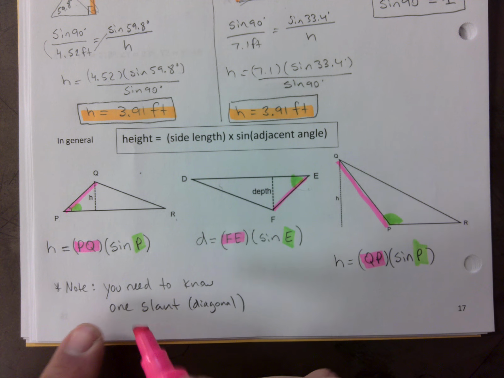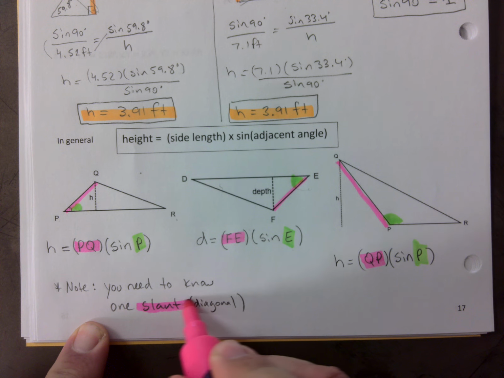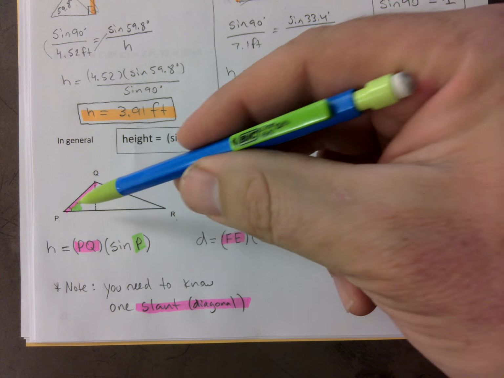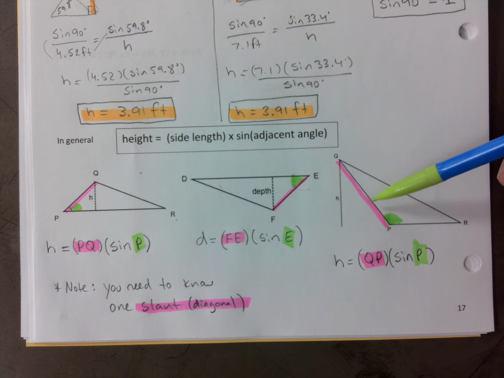And I'm going to highlight slant or diagonal. Like that's what I mean. In this case, all the pink highlighted are slanted sides. Okay.